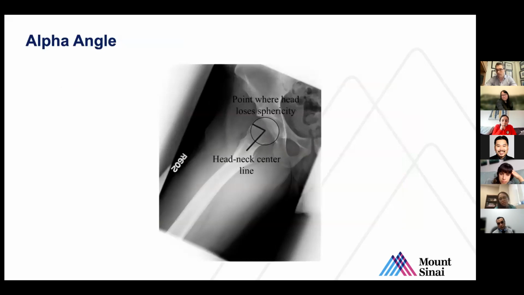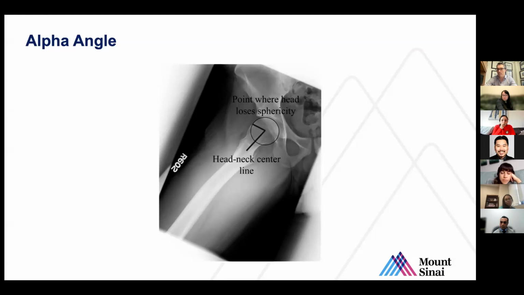So we do an alpha angle, and what you're used to, the alpha angle, is an asphericity of the femoral head. Where does it become aspherical? And this is how you measure it. And we use 55 degrees roughly. But again, everything is not cut and dry on one cutoff, but we roughly use 55 degrees. But this is the alpha angle and how you get it.